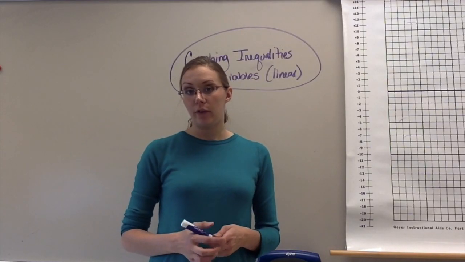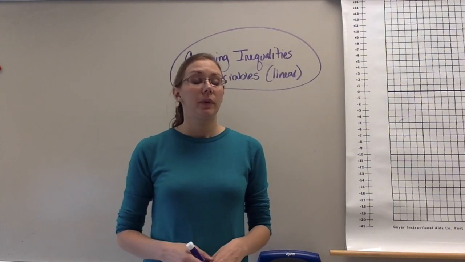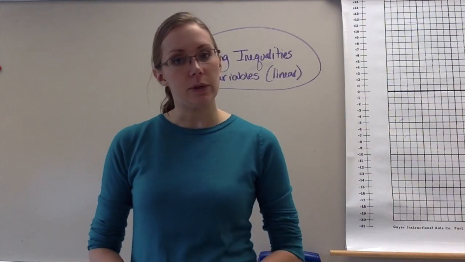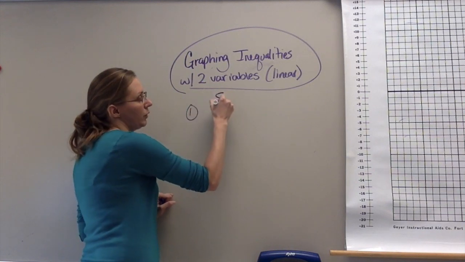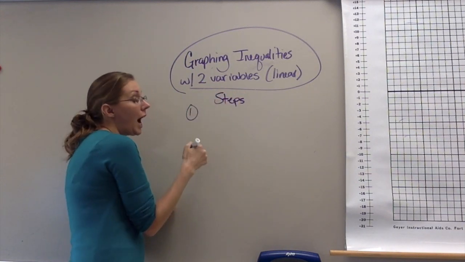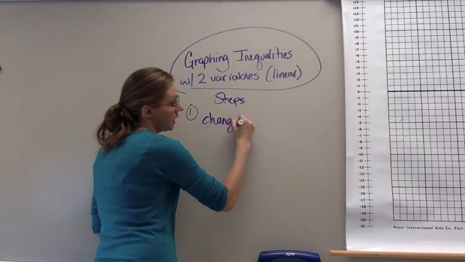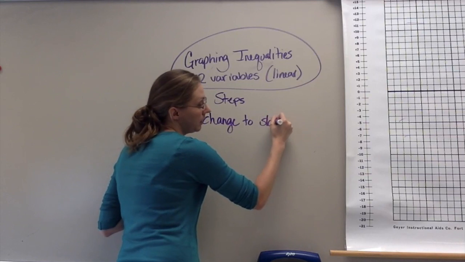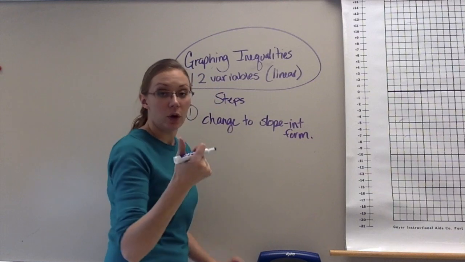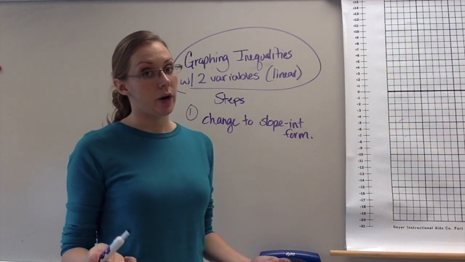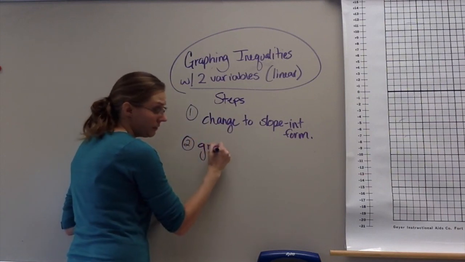Now that we've gone over how to graph a couple of these, I want you to try them on your own. But before you do that, I think there's a few on the bottom of your sheet. I want to go over, kind of summarize the steps that we followed first to get these inequalities. The first thing we did is I like slope-intercept form, so I changed my inequality to slope-intercept form. That way I know what my slope is, I know what my y-intercept is, and it's really easy to graph it. After doing that, I graphed my line.